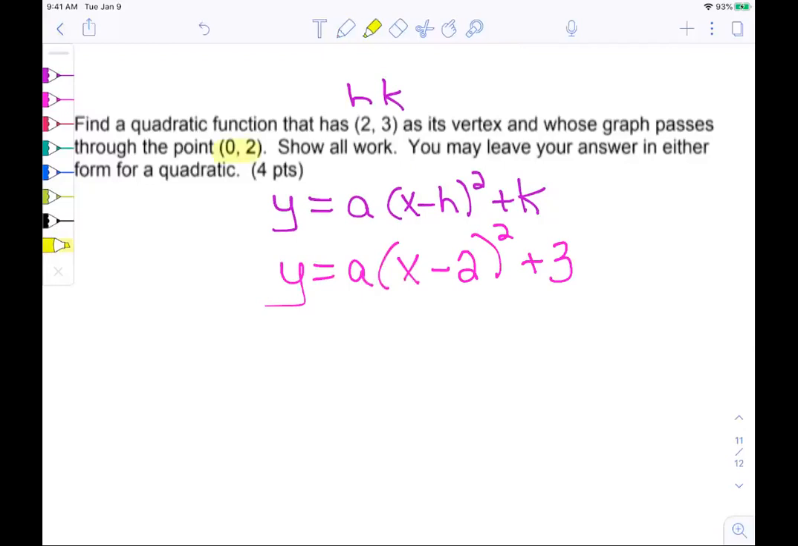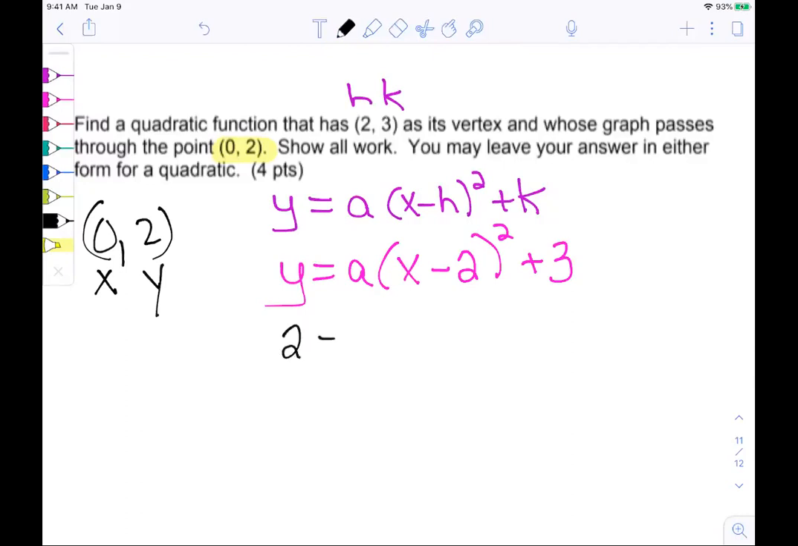Jeremy, how could we use this point (0, 2) to help us in this equation? Plug in the x value and the y value. Yeah, so this is my y-intercept, but the x value of 0 and the y value of 2 represent x and y in my equation. Any point that passes through the graph is always an ordered pair of x and y, and again, we can plug those into the equation.